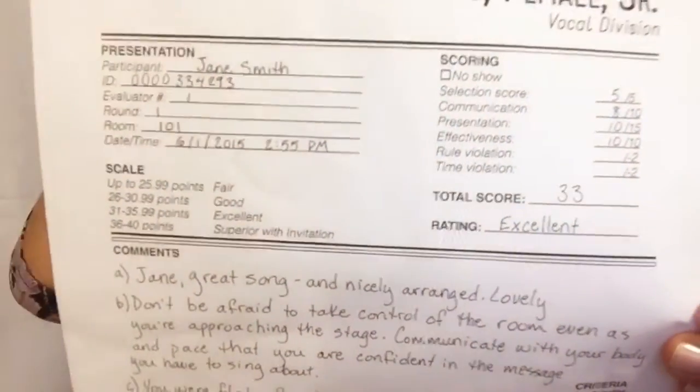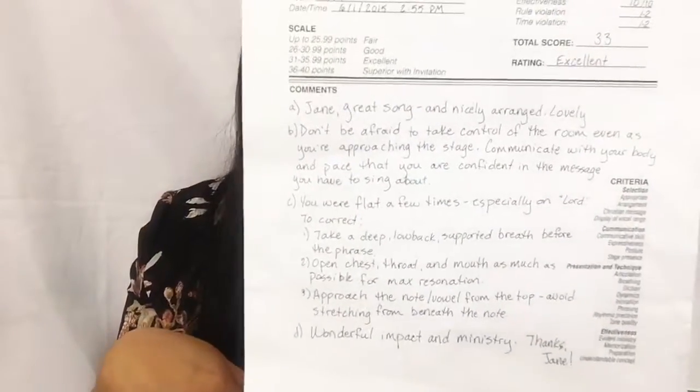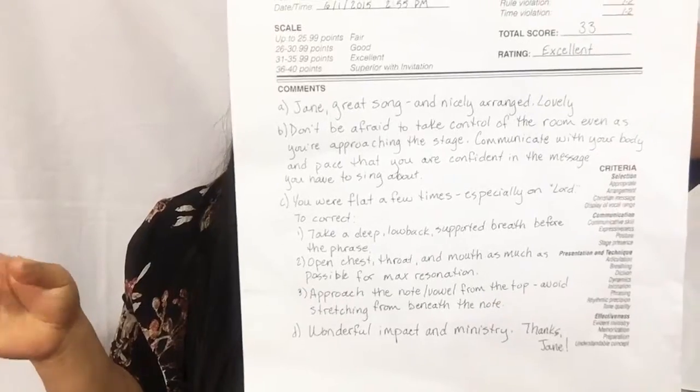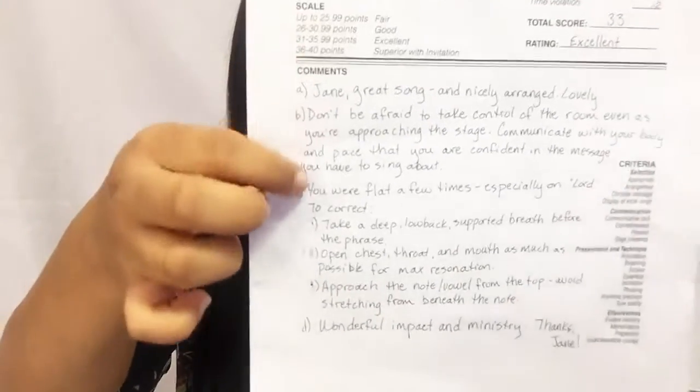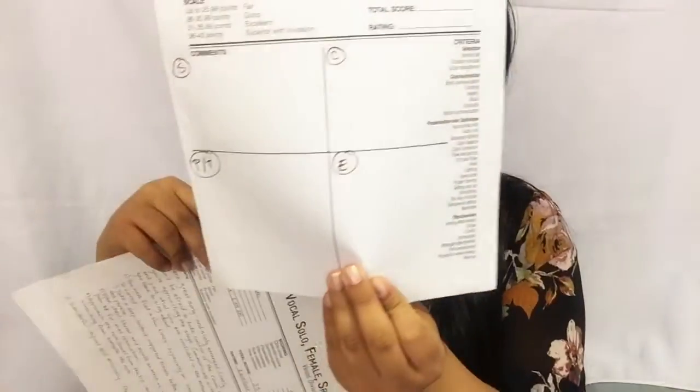The top part, the scoring is completely finished, and look at all those gorgeous notes. And the way this evaluator did it is for selection, communication, presentation and technique, and effectiveness, she just wrote A, B, C, D. So you can do it whatever way you want to. You can do it like this, or I separate my page like that. You can use whatever way works for you.